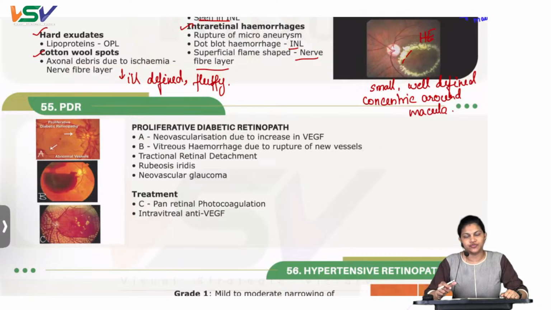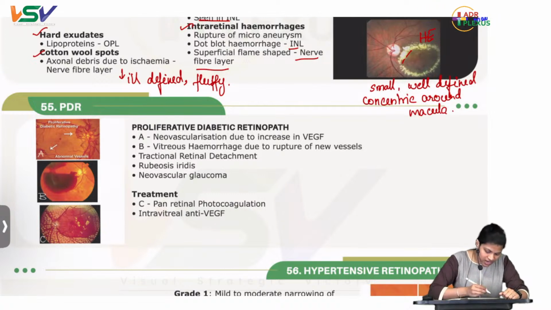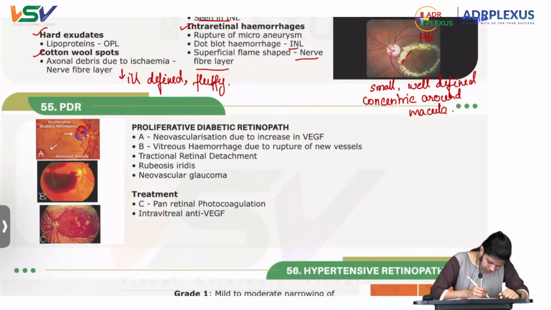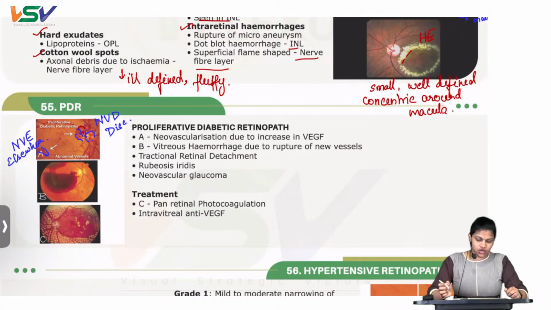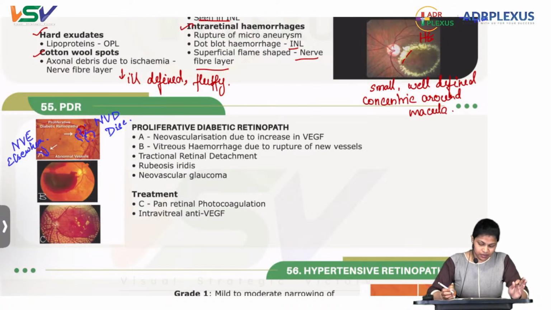Why is the term proliferative? That is because the vascularization, that is the vessels which are forming new due to the hypoxia, are going to proliferate, neovascularization. So as you can see here, these are new vessels, which is known as the NVD, neovascularization of the disc, because the disc is here. And here in the periphery, you can see some neovascularization, which is neovascularization elsewhere. Okay, so anytime this neovascularization is present, it is proliferative diabetic retinopathy.